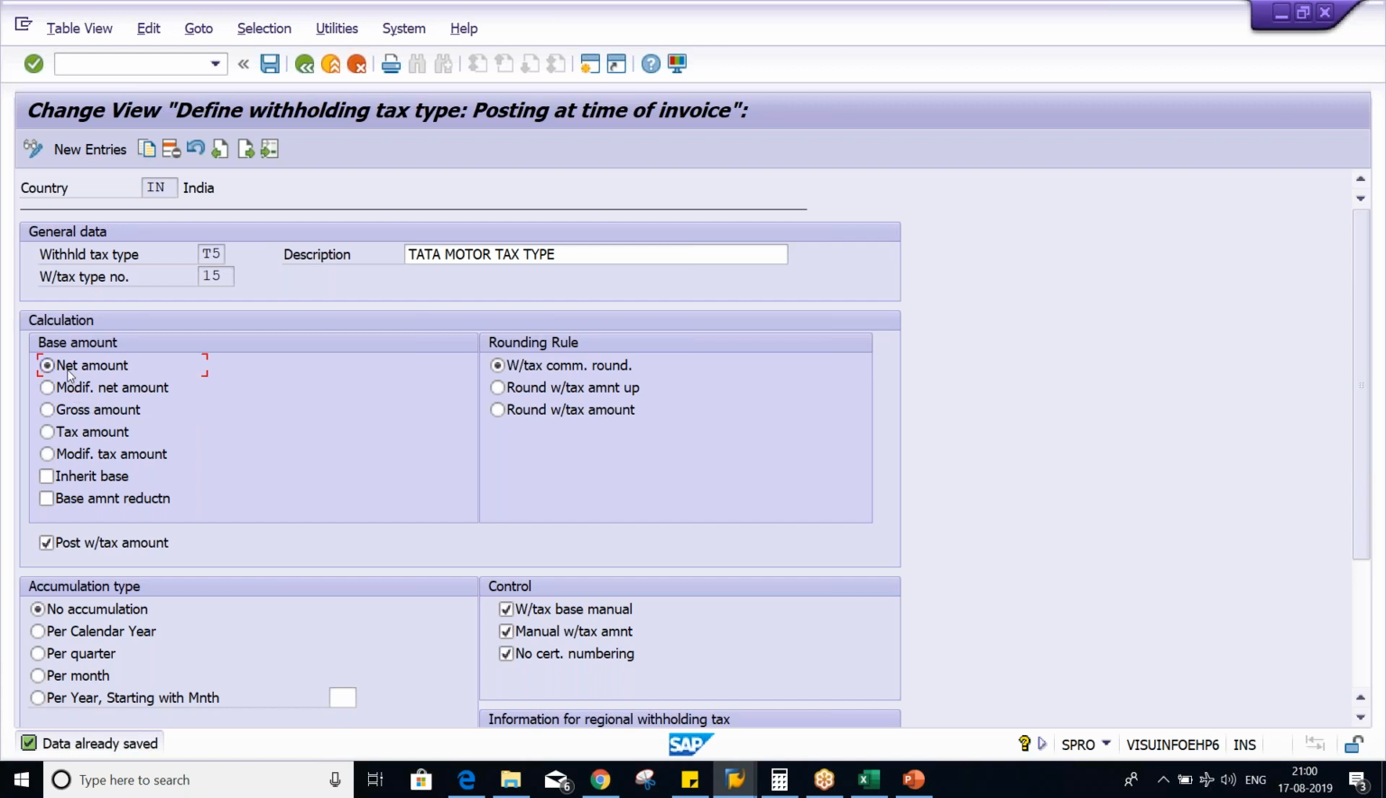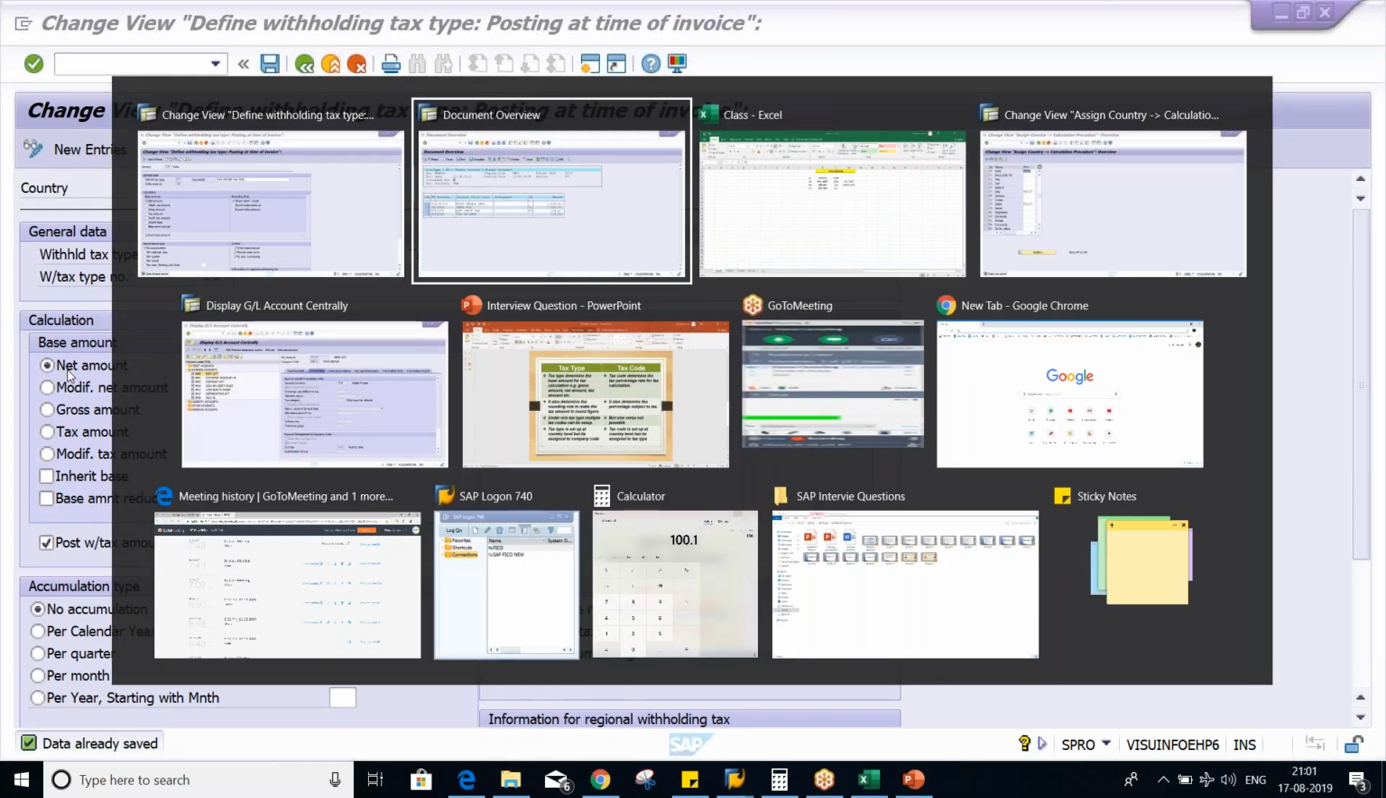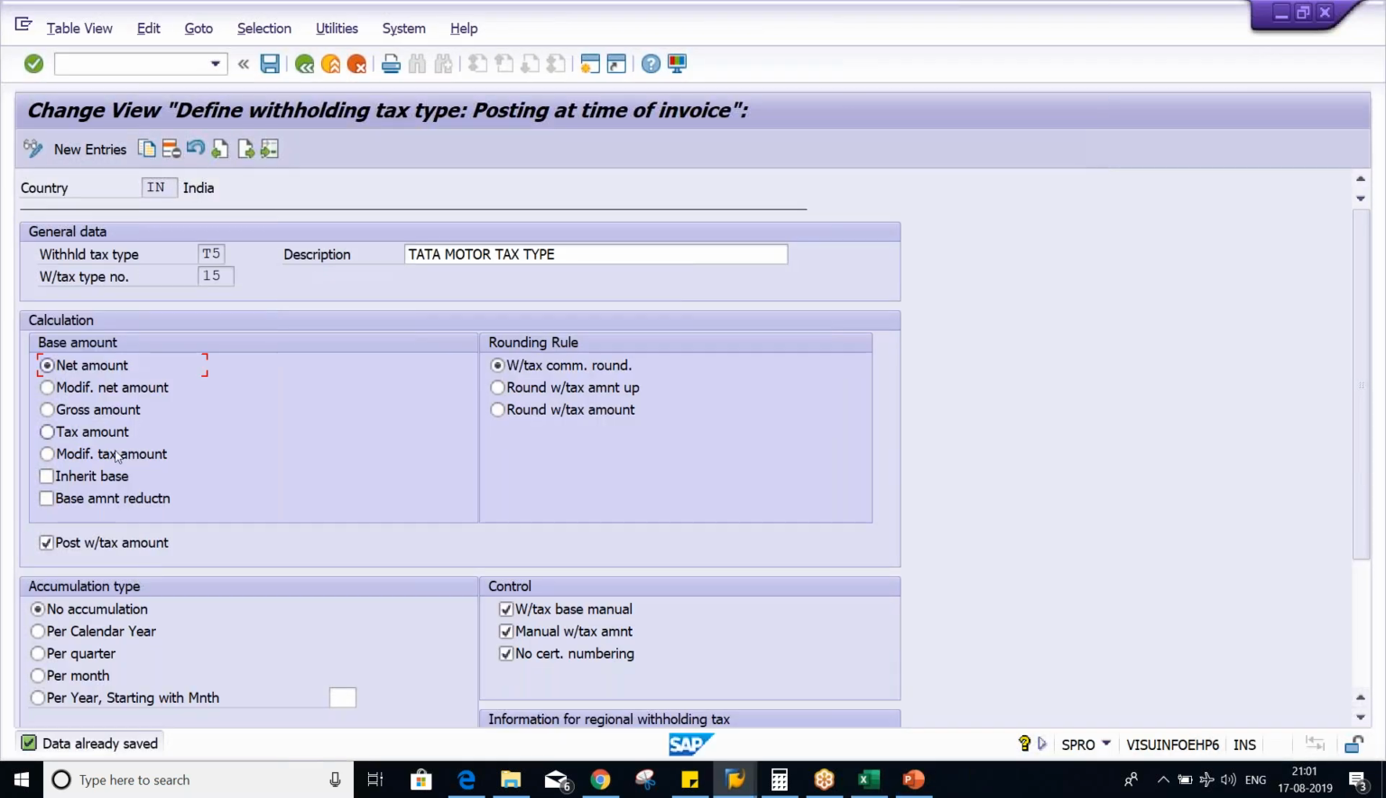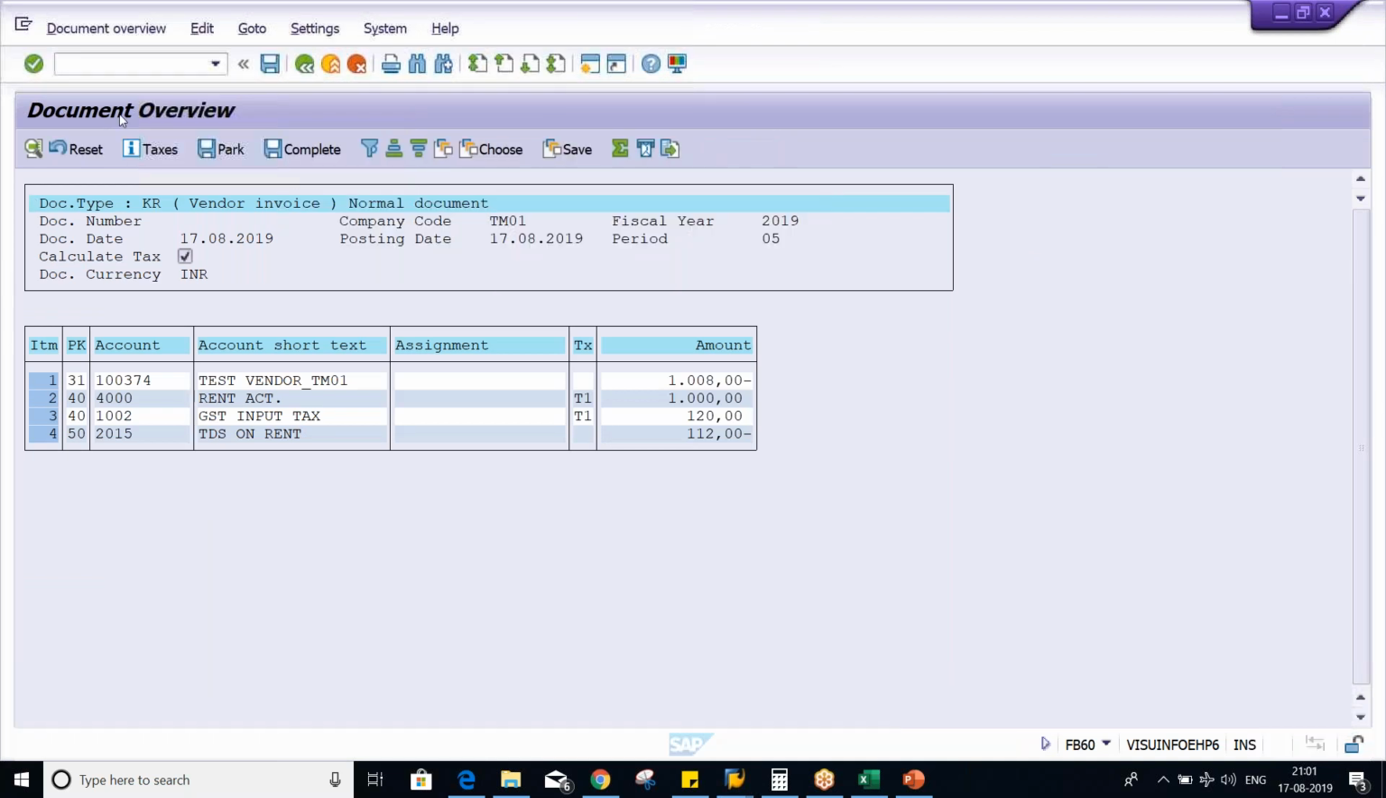Initially we said net amount. So net amount is a different condition where we have given a kind of instruction to the system that if it is net amount, it means this amount only. Gross amount means this invoice amount plus GST. Even we have options like if you select this tax amount, then what will happen? Save it. I'll just show you. In that case, TDS is going to be calculated on this tax itself, GST itself, right? Even this net amount is going to be excluded.